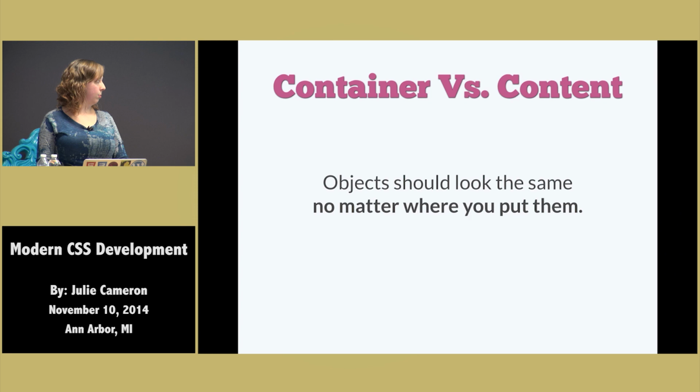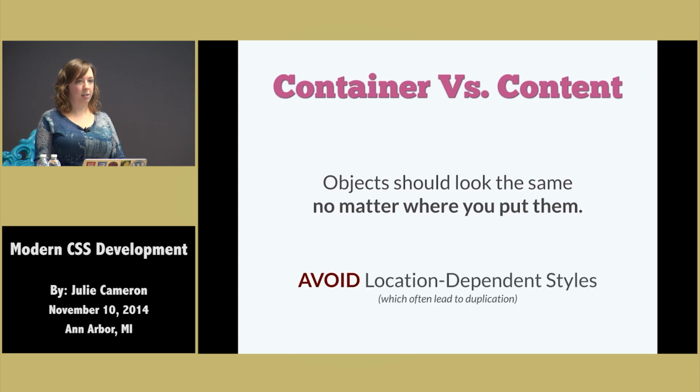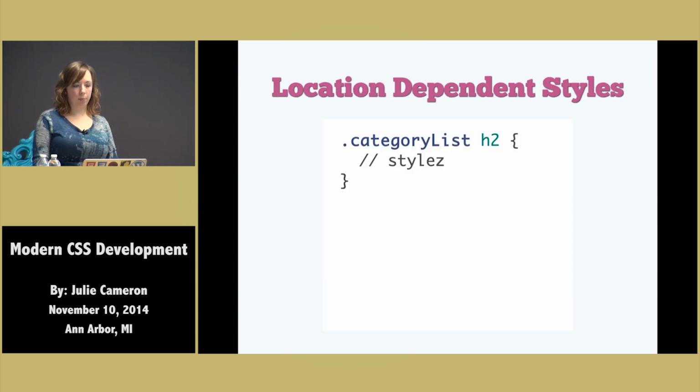This is the second principle. And it basically says that objects should look the same no matter where you put them. Another way of saying this is that you want to avoid location-dependent styles. And these are the types of things that lead us to that duplication. So let's look at an example.